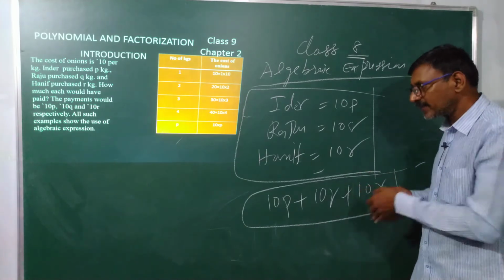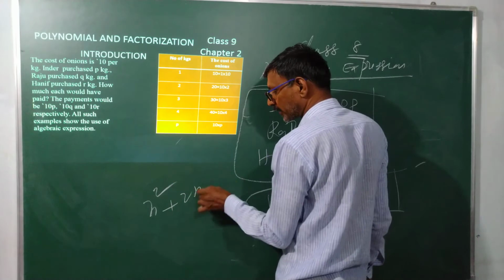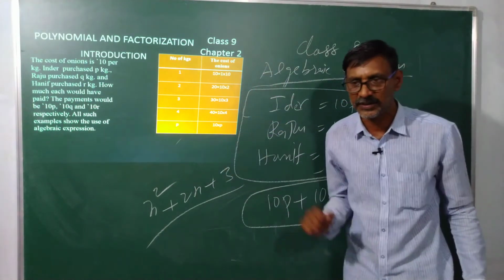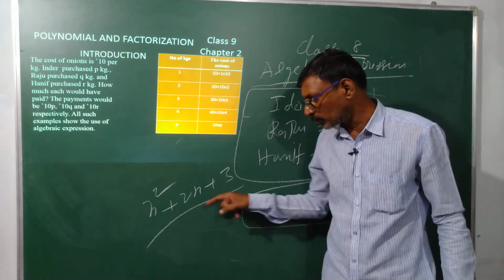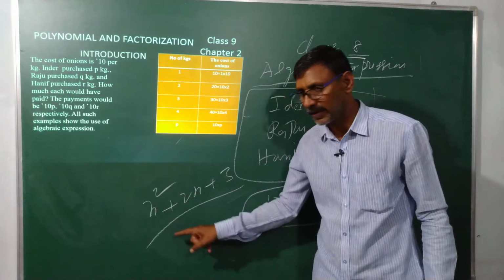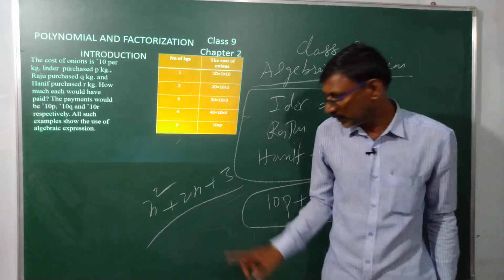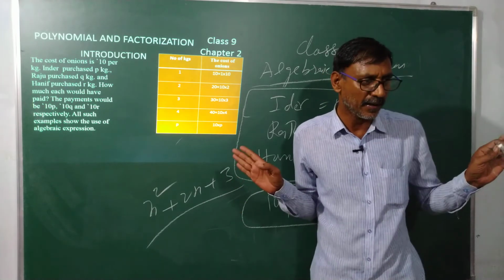They will not always be like this. They may be x square. I told you one term. x square plus 2x plus 3. This is also an algebraic expression. It contains some terms. This is an expression: x square and 2x and 3. Here x square is a term, 2x is a term and 3 is a term, already explained. This is an algebraic expression. This is called a constant. Am I clear or not?